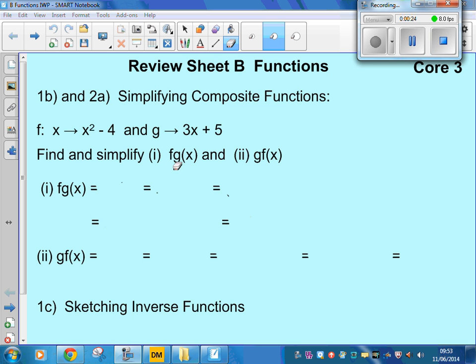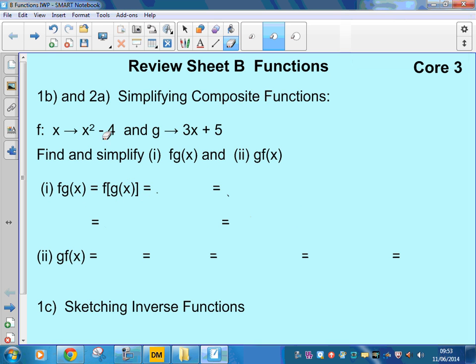So we've got simplifying fg of x and also simplifying gf of x, and the two are different to each other. For fg of x, you need to find f of g of x, so you're finding f of 3x plus 5. Now that means that we need to replace the x here by 3x plus 5 in brackets, so you get 3x plus 5 all squared minus 4, because f is squaring a number and taking away 4, so you're squaring 3x plus 5 and taking away 4.